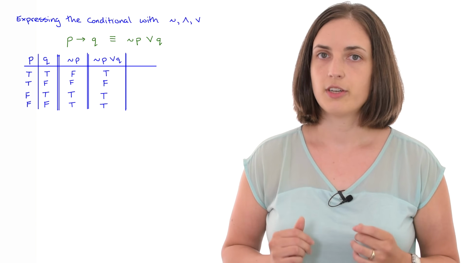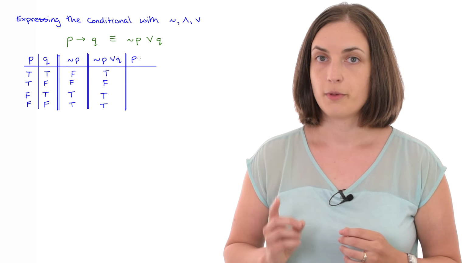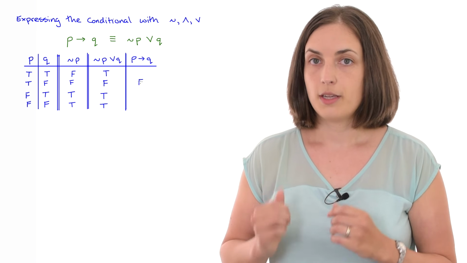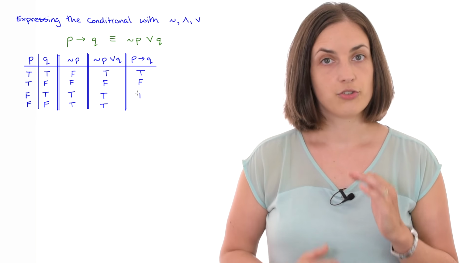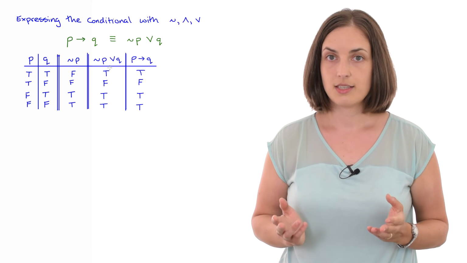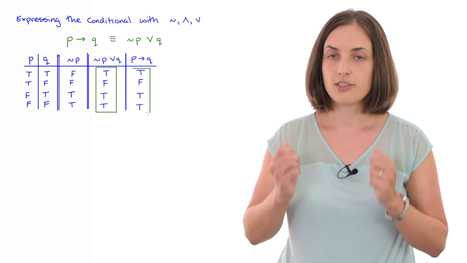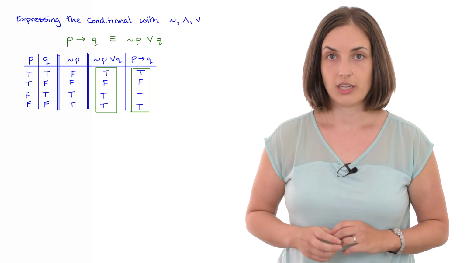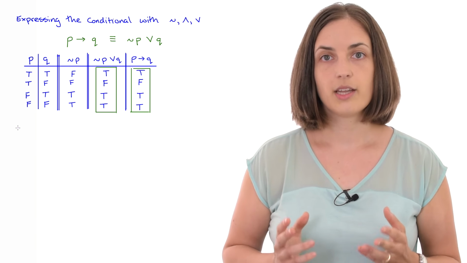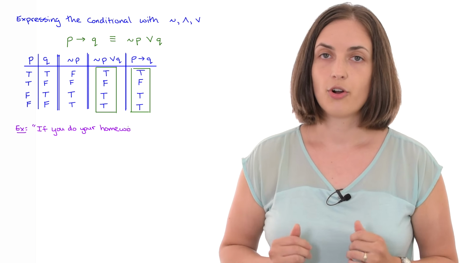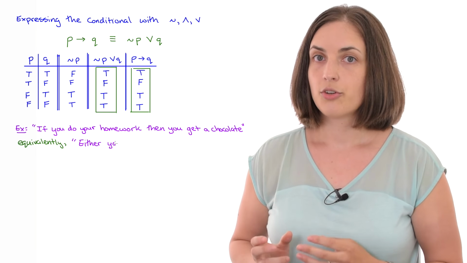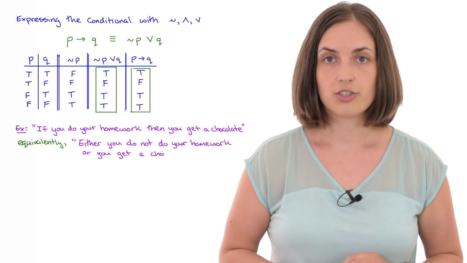Next, we recall the definition of the truth table for P implies Q. It will only be false when P is true and Q is false. It will be true everywhere else. Since these two statement forms have identical truth values in every row of the truth table, we know that they are logically equivalent. This means that we can write the statement, if you do your homework, then you get a chocolate, equivalently as either you do not do your homework or you get a chocolate.